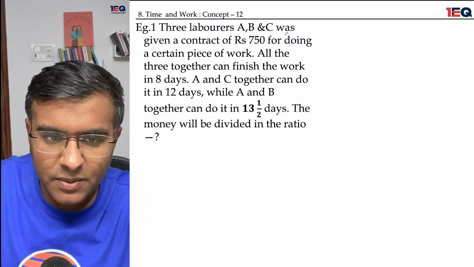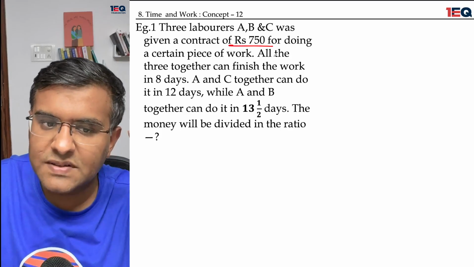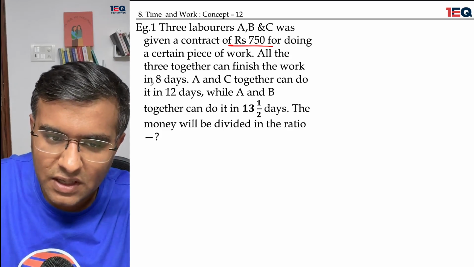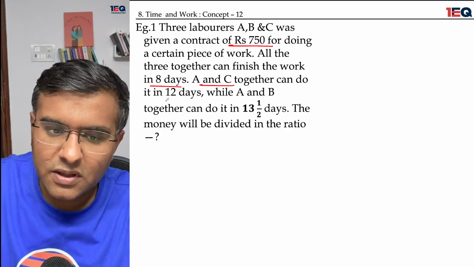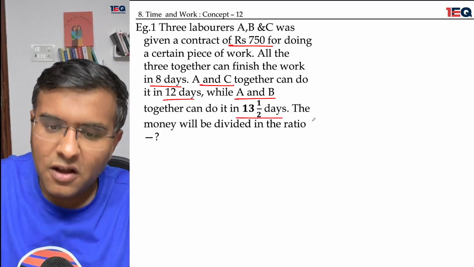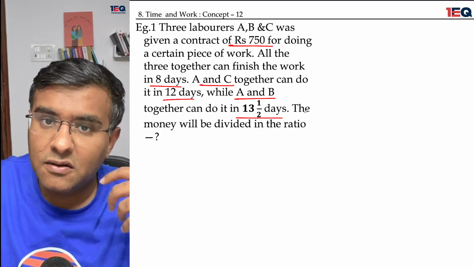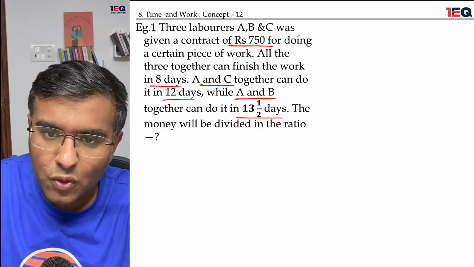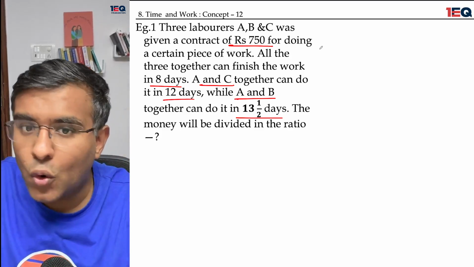Three laborers A, B, and C were given a contract of 750 rupees for doing a certain piece of work. All the three together can finish the work in 8 days. A and C can together do it in 12 days, while A plus B can do it in 13 and a half days. The money would be divided in what ratio? We need not focus on 750 rupees, we just need to focus on the efficiencies of all of them alone.